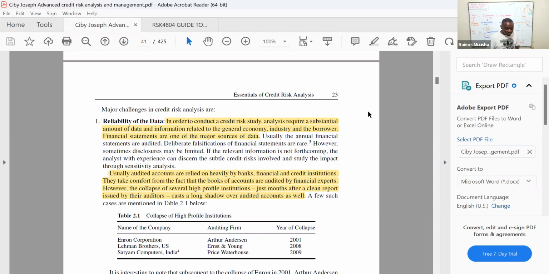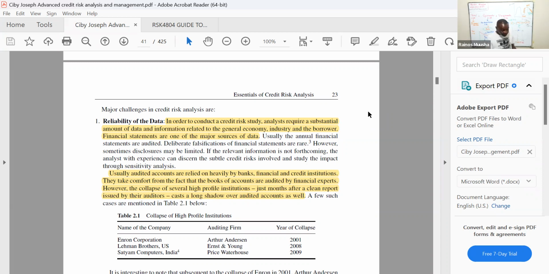So what they're trying to put across here, remember they're saying major challenges, right? They are acknowledging that when it comes to credit risk analysis, we are going to be using financial statements. But take them with a pinch of salt, with an acknowledgement in the back of your mind that even though these are audited financial statements, it does not mean that everything presented there is 100% true.